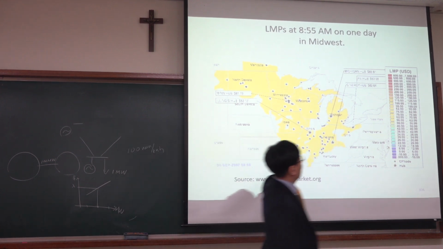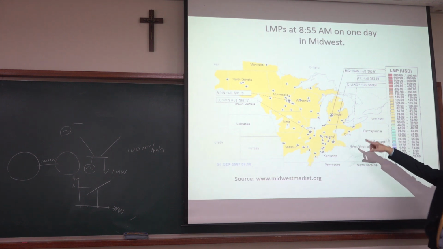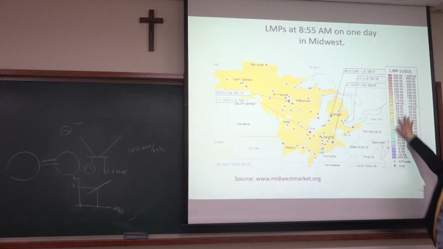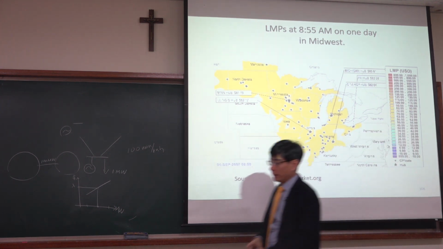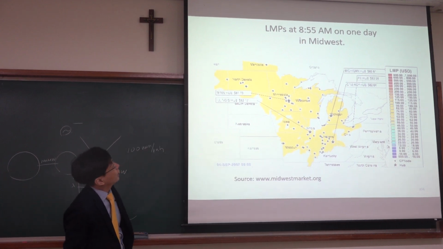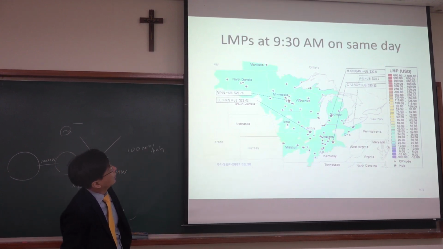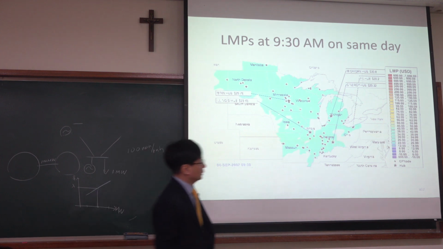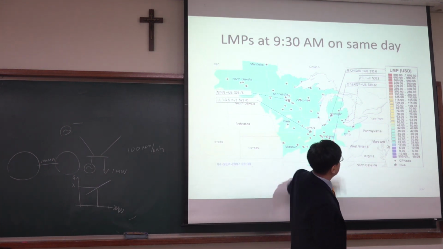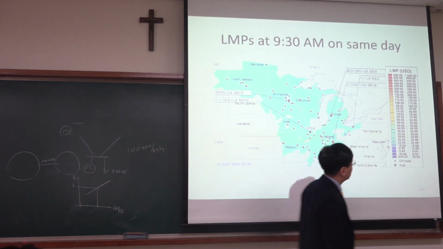Anyway, this yellow, different locations have different LMP. Normal case, and further decreases. So another LMP, cheaper price.